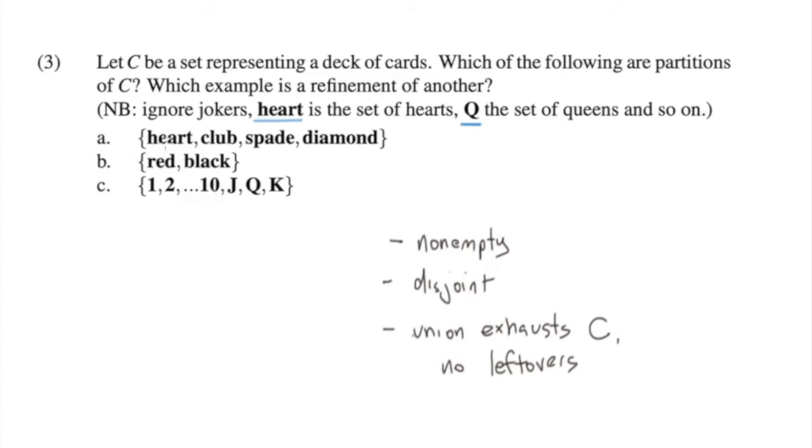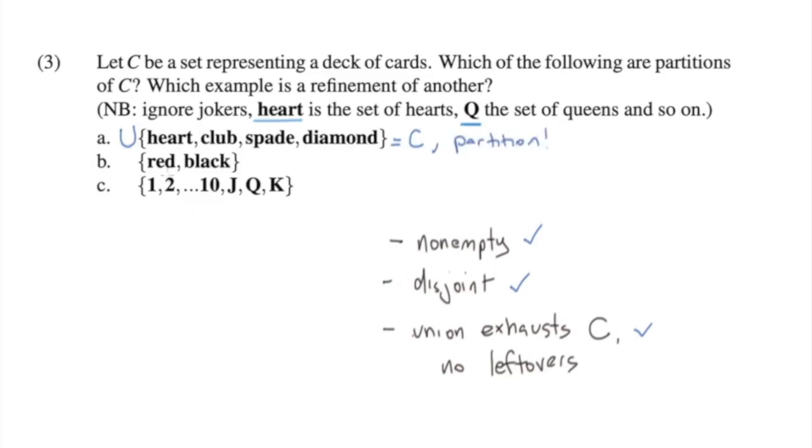When we look at A, we've got all four suits, where our sets are the set of hearts, the set of clubs, the set of spades, and the set of diamonds. So all of those are non-empty, right? Each of them has 13 members. They're all disjoint because no card can be simultaneously a heart and a club or a club and a spade. And then the union exhausts the set of cards. So that's also true, right? If we take the union of this set, it equals the set of cards. So A would be a partition.